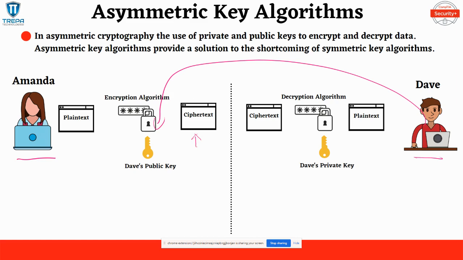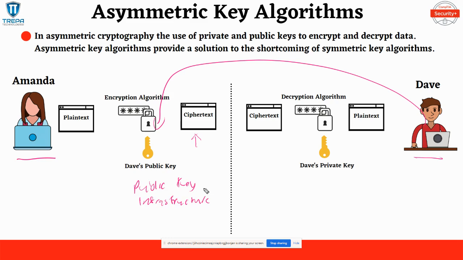Once that data reaches Dave, Dave will then use his private key to decrypt that information, turning it back into plain text. We call this using a public-private key pair. Dave's private key is the only thing that can decrypt information that has been encrypted using his public key. Because we use public keys in asymmetric encryption that can be published out to every user in our enterprise, maybe using something like a public key infrastructure, right? This fixes that scalability issue with symmetric encryption, right?